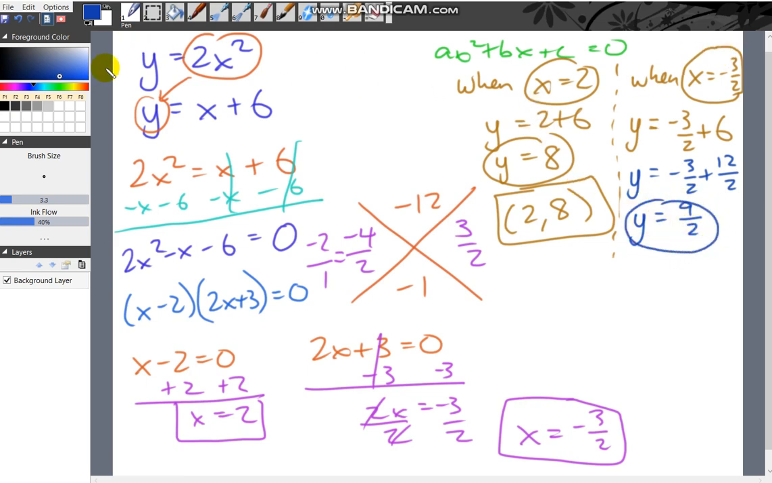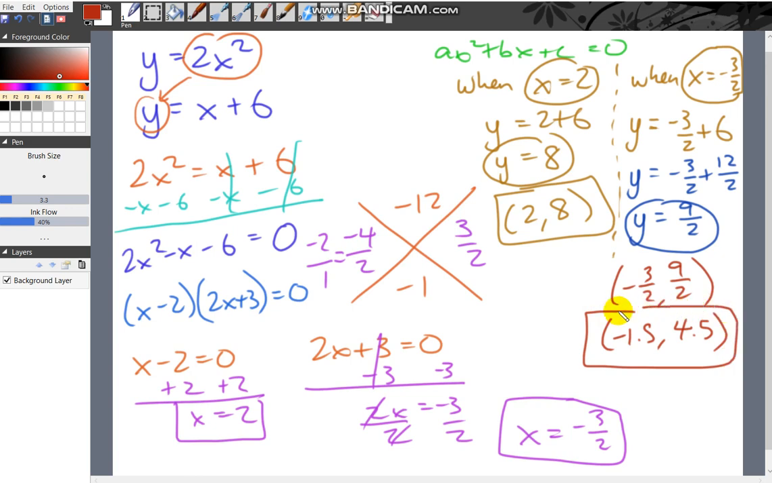So what this means is that our solution that comes out of this is going to be at (-3/2, 9/2). If you look back at the other video where I graphed it just by using decimals, this is (-1.5, 4.5), and as you can see, that is exactly what we got when we graphed it. This is how you would do it if you had to do it algebraically.